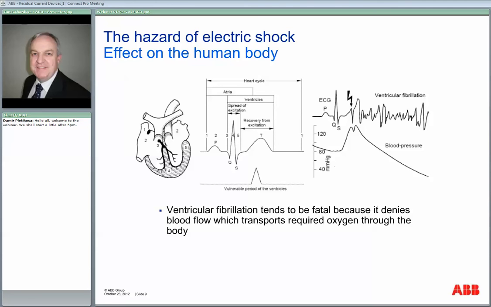The blood pressure of the person is going to decrease quite rapidly. Therefore, they're not getting the required amount of oxygen transported around their body, and the consequences are pretty clear. It's not going to be a good outcome.